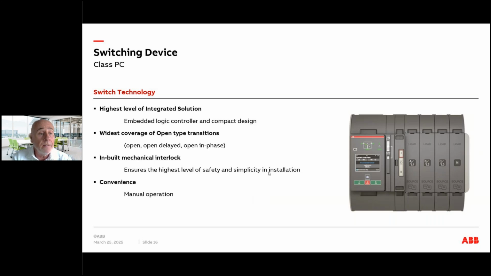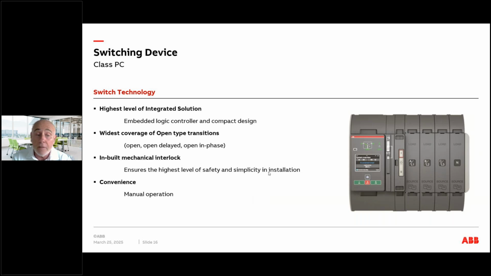So this allows you to have, again, the common types of switching: open, open delayed, open in phase. One of the advantages of this type of technology is that it has an inbuilt mechanical interlock because of the way it's designed. So the primary and the secondary switch shall never be on at the same time. Whereas when you're using power circuit breakers or contactors, you need to ensure that you incorporate another accessory, i.e. a mechanical interlock accessory, to ensure that you do not have any situations where both switches are on. This type of product, it's inherent in the design.